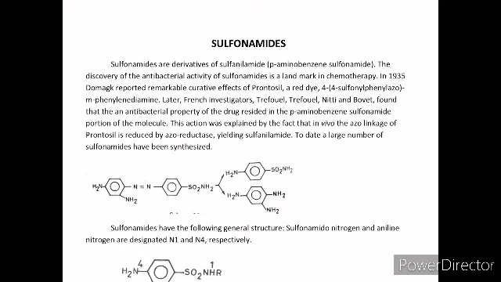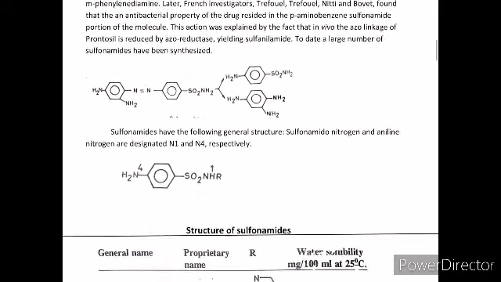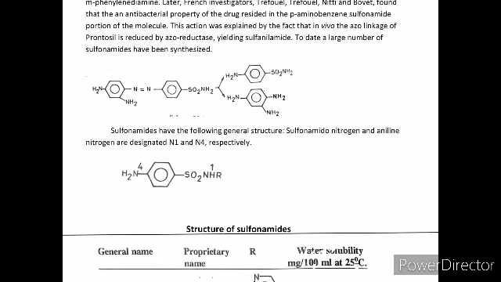and then the action was explained by the fact that the in vivo azo linkage of the prontosil is reduced by azo reductase, giving sulfanilamide, and then a number of compounds were synthesized. As you can see, this was a dye and it gave the two products, and the first product of the breakdown is para-amino benzene sulfonamide.